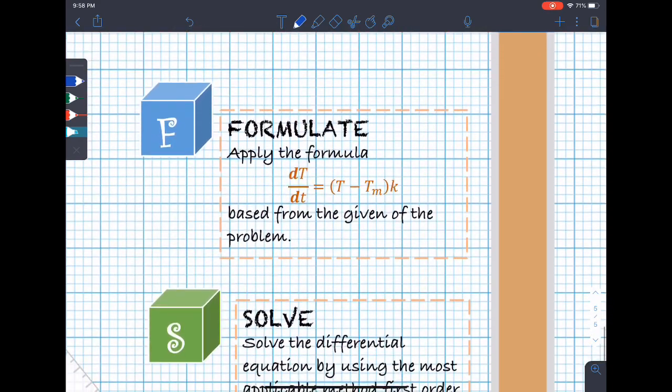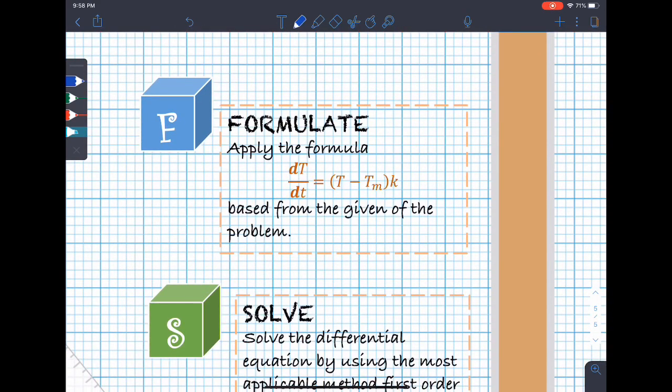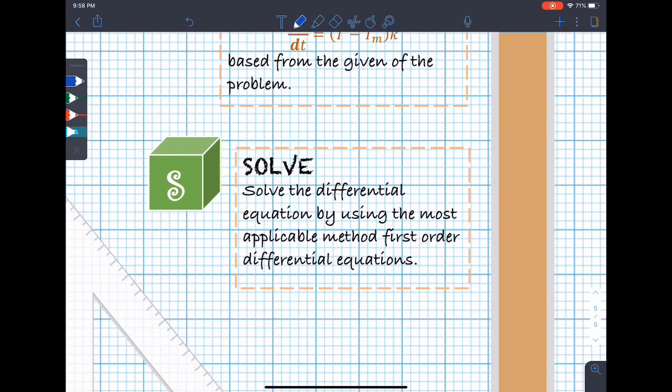Afterwards, we just substitute the givens so that we could use our general formula for the differential equation, and then afterwards we will just be resolving it.